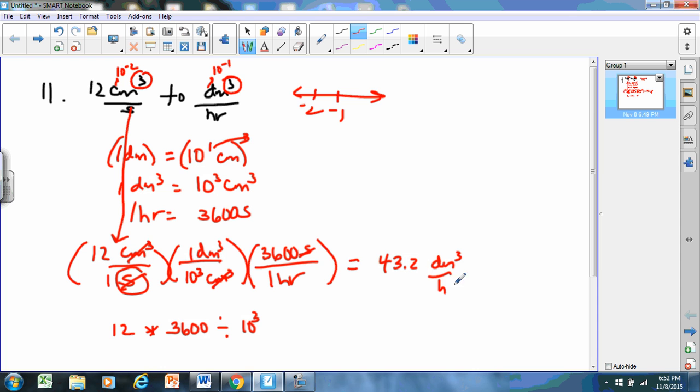And if you do that on a calculator, the calculator will say 43.2 cubic decimeters per hour. But that is not the answer, because the original problem only had 2 sig figs. And this is a definition, and this is a definition, so we don't count them. So the best answer is 43 cubic decimeters per hour, because we round to 2 sig figs.